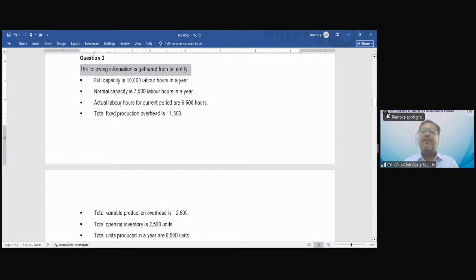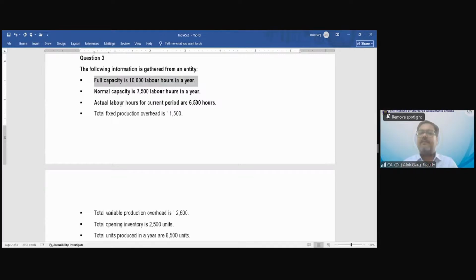The following information is gathered from an entity. Full capacity is 10,000 labor hours in a year. Normal capacity is 7,500 labor hours in a year. Actual labor hours for the current period is 6,500 hours. So full capacity is 10,000, right?